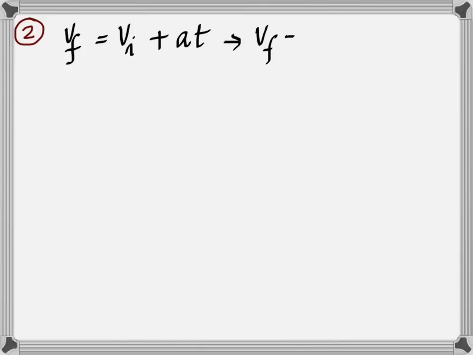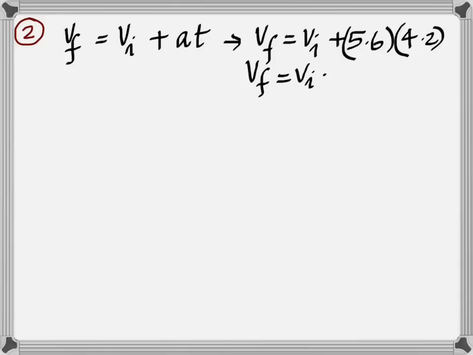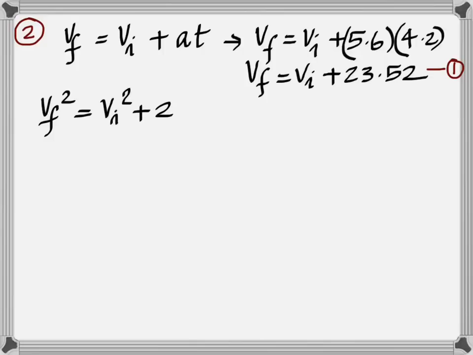This question can be done using two equations. Both the final and initial velocities are unknown. That's equation 1. And this could be the second equation used.